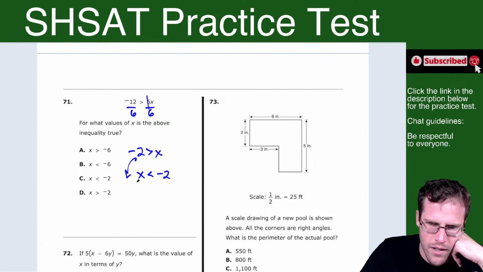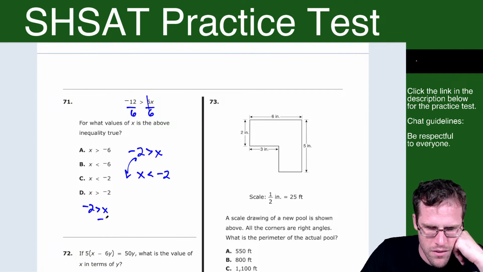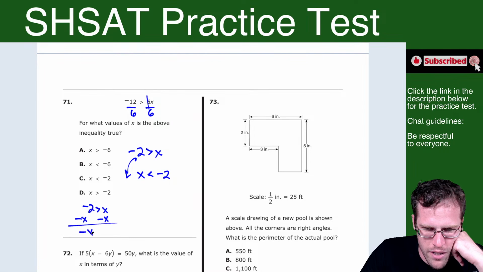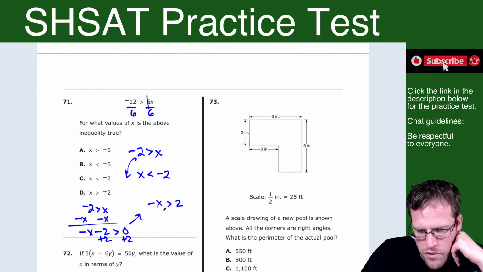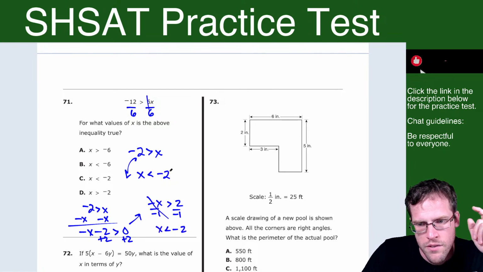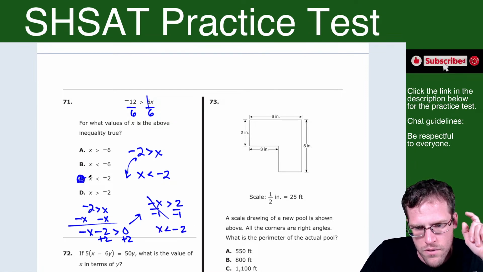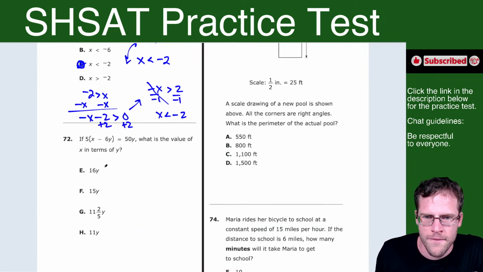If that didn't help, you could always do something like this. Like you could go minus x on both sides. And that'll give you minus x minus 2 is greater than 0, and then do plus 2. And that'll give you negative x is greater than 2, and then you divide both sides by negative 1, but when you divide an inequality by a negative, the sign flips. So either way, x is less than negative 2. Choice C. All right. So moving on.